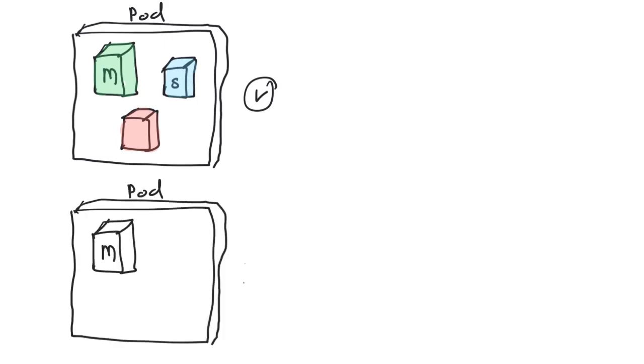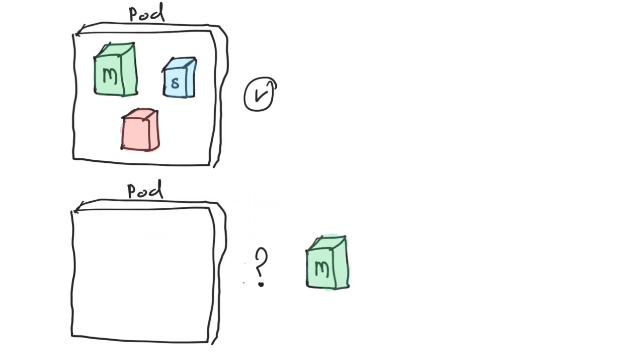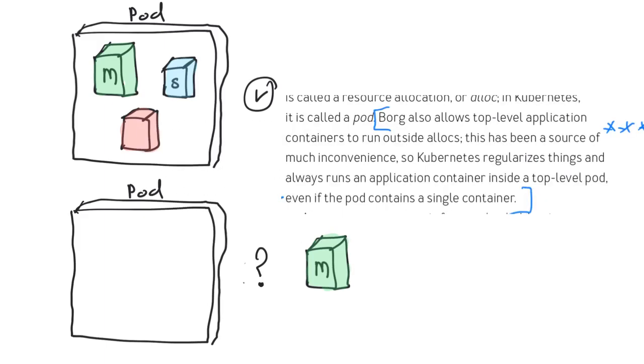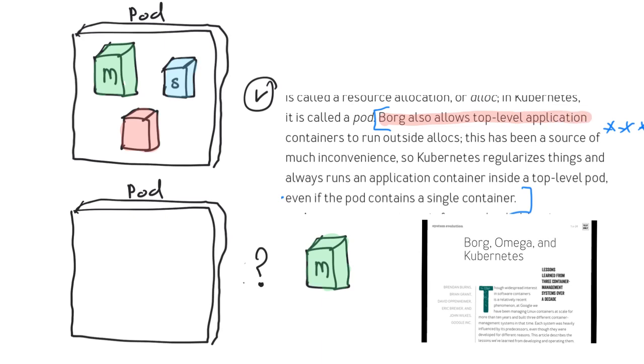But you may have a question: let's say I have one container to run. Why do you need a pod in that case? Can I not run it outside of a pod, just take this container and run it simply without using this concept of a wrapper called a pod? Well, that's a smart question, because even the developers at Google, when they created this Borg system, a predecessor to Kubernetes, thought the same. But this is what they mentioned in one of the research papers: Borg also allows top-level application containers to run outside Allocs. Allocs are a way to run pods. Now, this is an important part. This has been a source of much inconvenience.